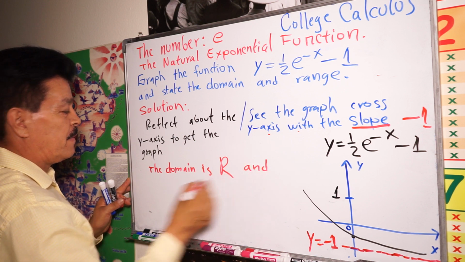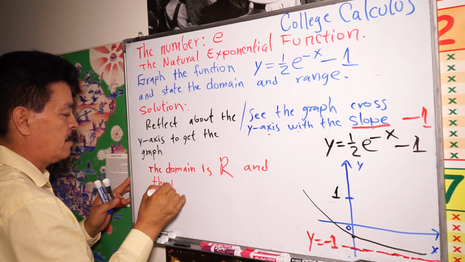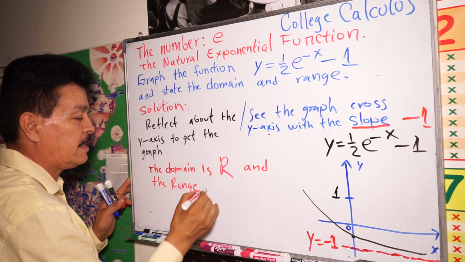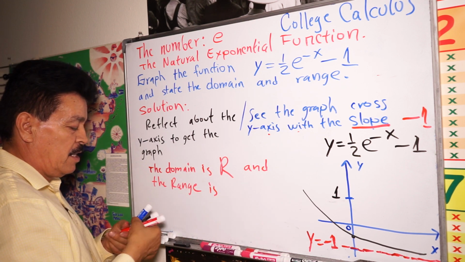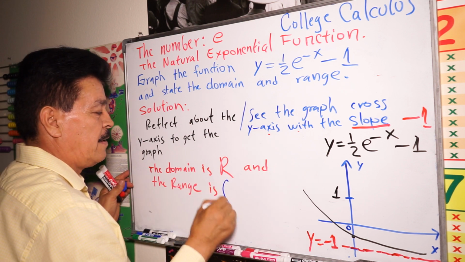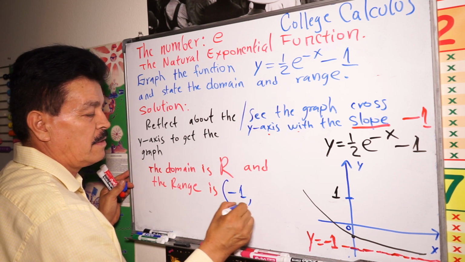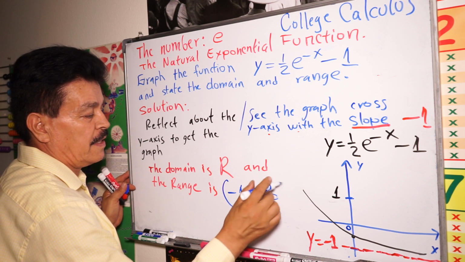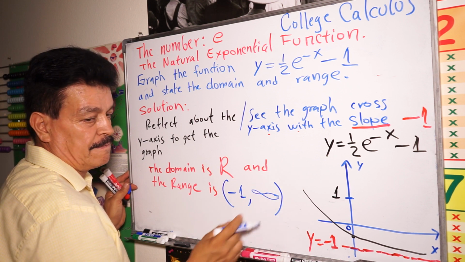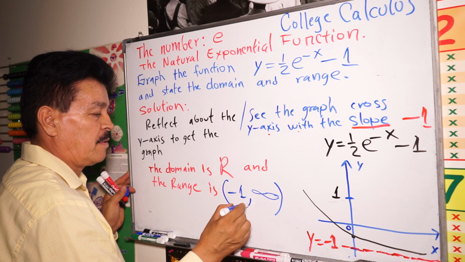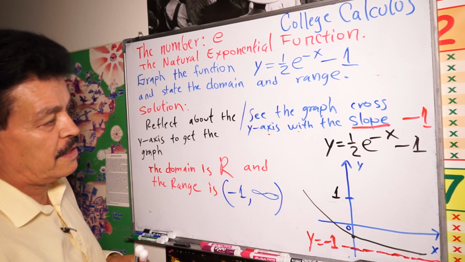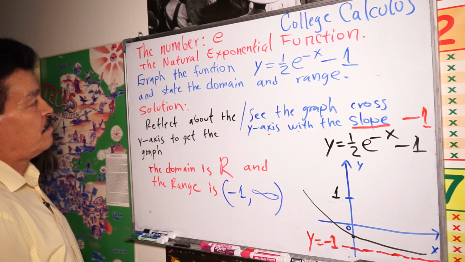And the range. The range is, what is the range? The range is -1 and then all the way to infinity. Okay, because we don't know. Just up, all the way, right? This is the range. So that's the answer.